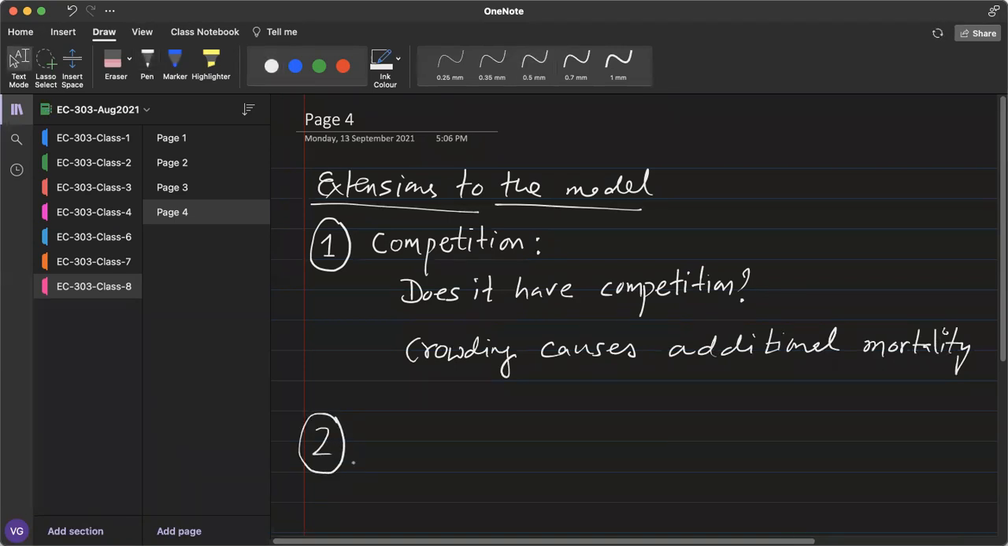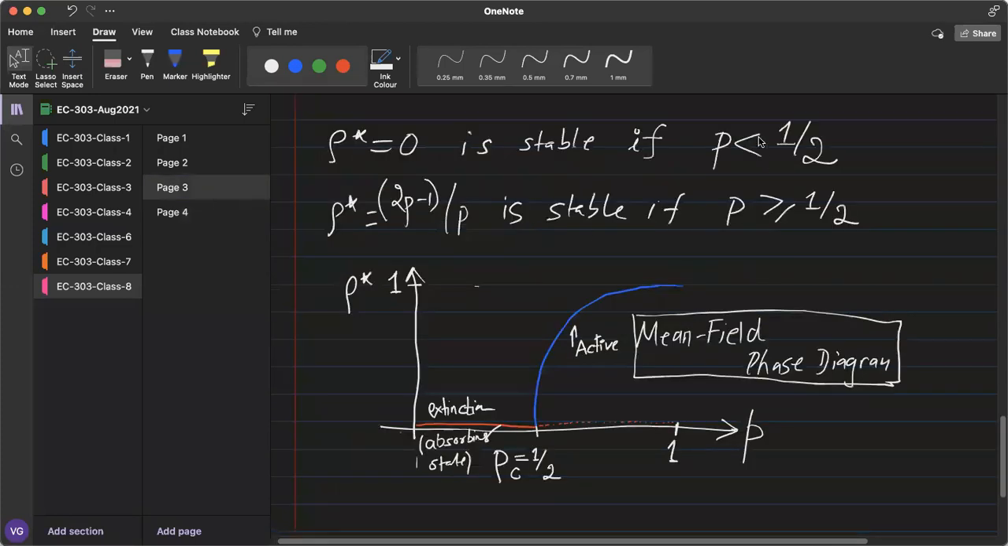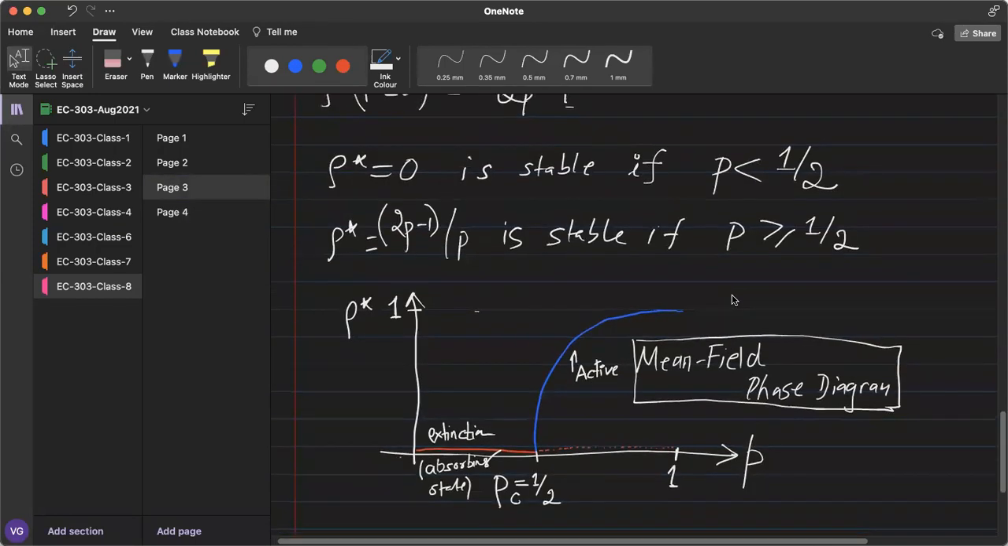I had a question. Isn't there like competition for space in some sense? Because if there are too many occupied cells, even for a given cell that is germinating, you have no place to put it, right? Yeah, it's an extremely good point.